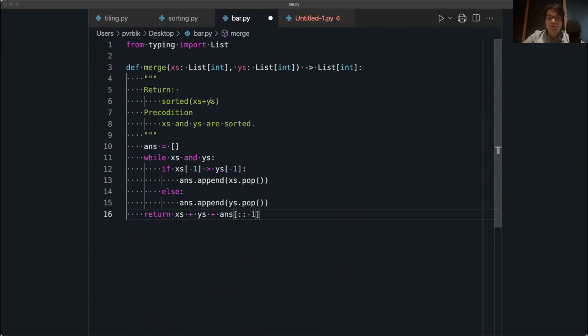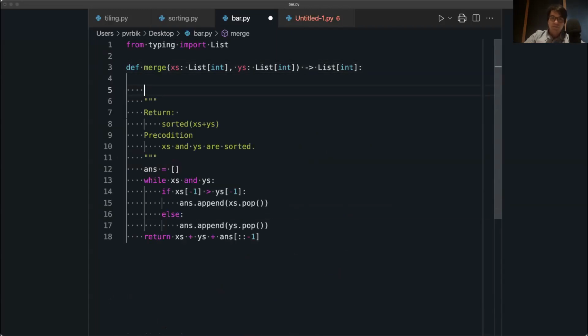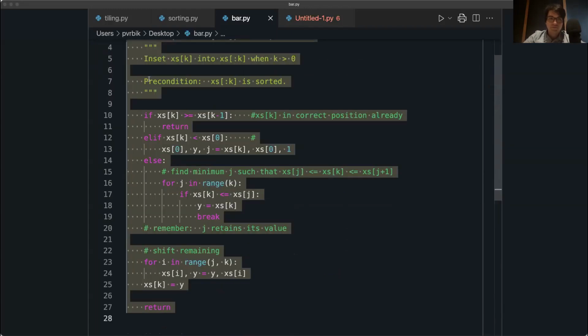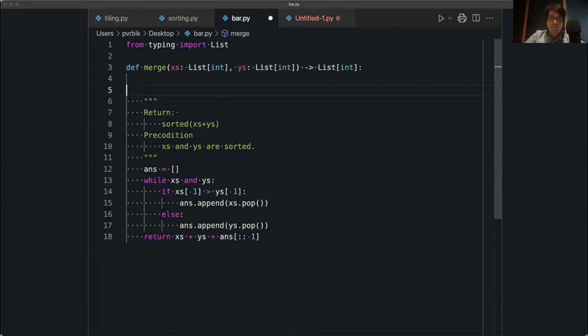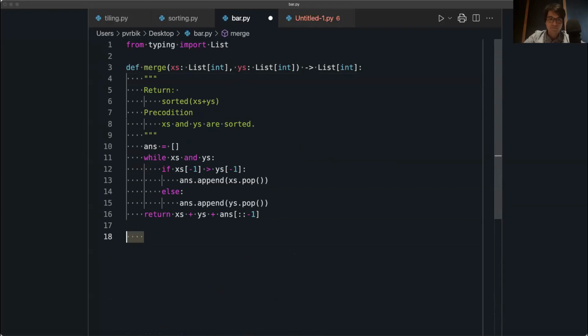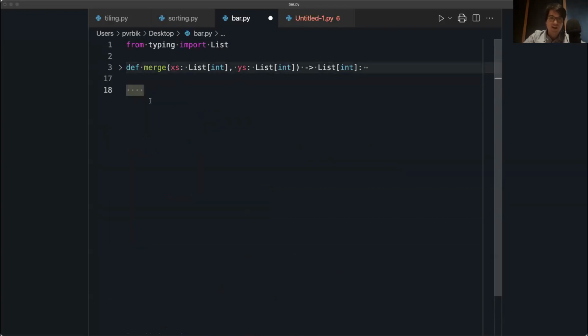So again, given two sorted lists, I'm going to return the sorted version of their concatenation. So let's just get rid of this. And let's define merge sort. Okay, merge sort. Given a list of integers, we want to return a list of integers.